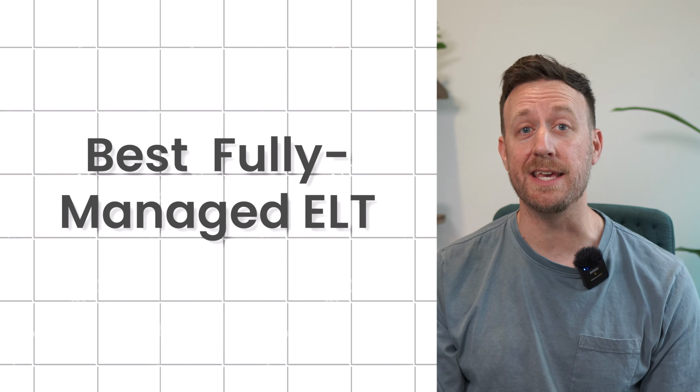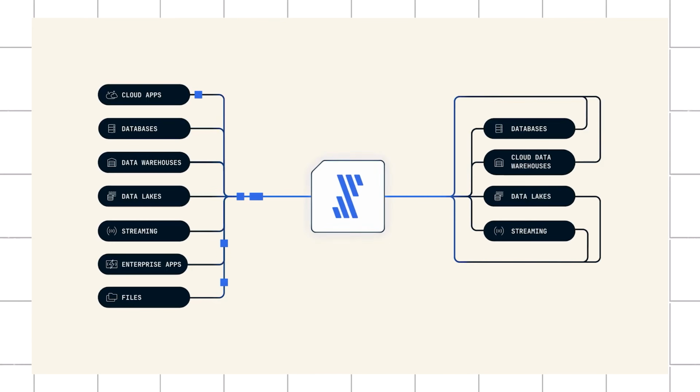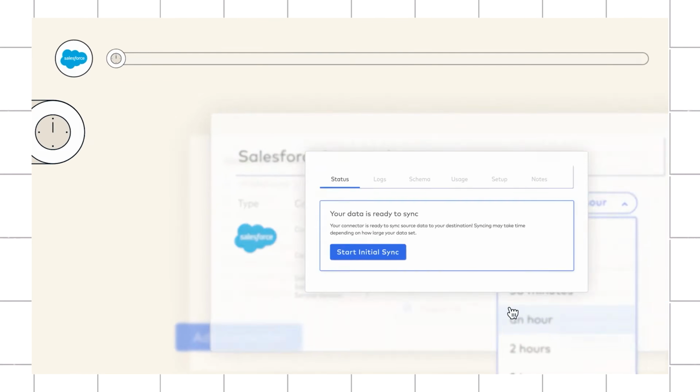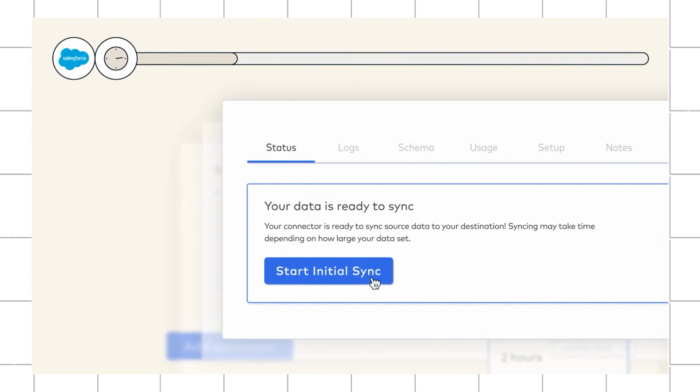Next, category 3, best fully managed ELT. And ELT is extract, load, and transform, which is different from ETL, which is extract, transform, and load. And a great option for this is Fivetran. Fivetran handles everything from ingestion to schema updates to monitoring. So fully managed pipelines. You just set it once and you forget it.